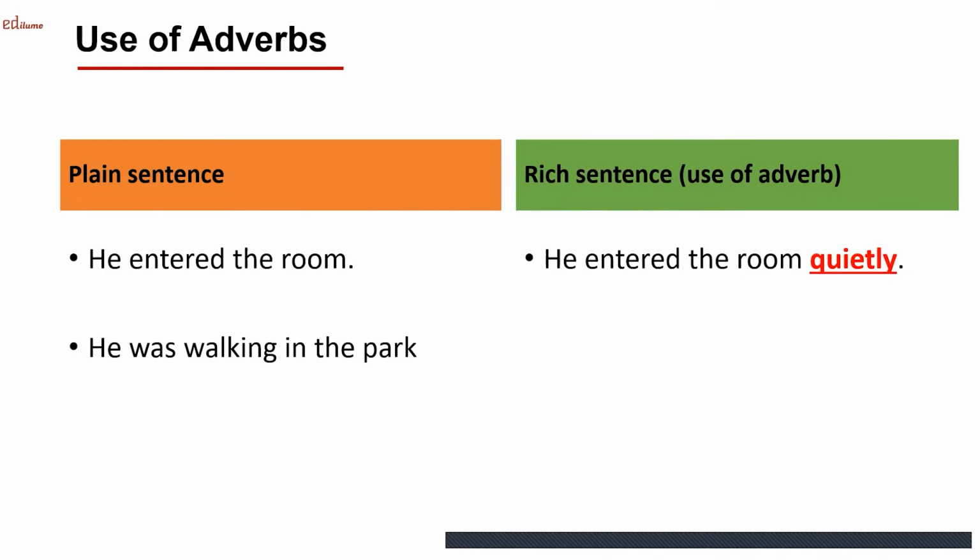He entered the room quietly. He was walking in the park happily. I hope you get the idea. From simple sentences, you can make rich sentences by using adverbs. He entered the room, very plain sentence, very simple sentence, but by just adding quietly, it becomes a rich sentence.